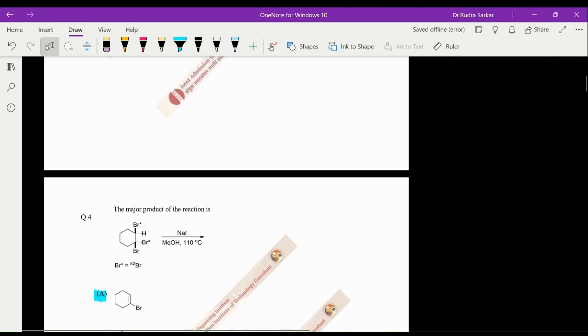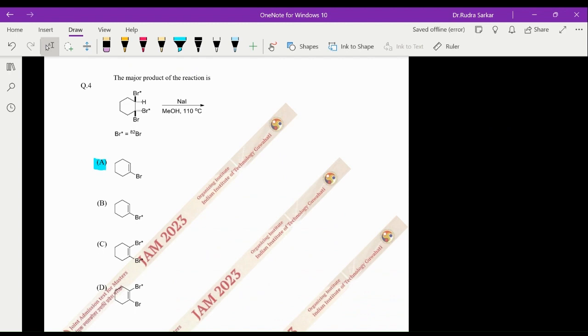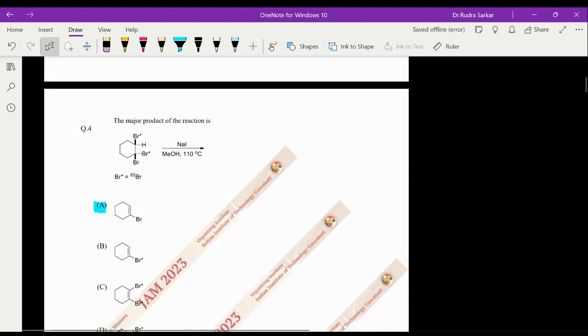Now we have question number four, the major product in the reaction we have to find out. So over here, first of all, we have to judge which of the bromines are lying anti to each other. So we will highlight them. So it is this bromine anti to this bromine. So now the reaction mechanism is what?